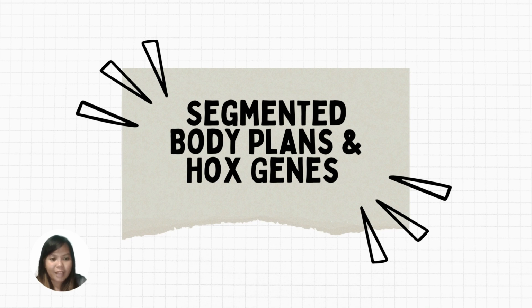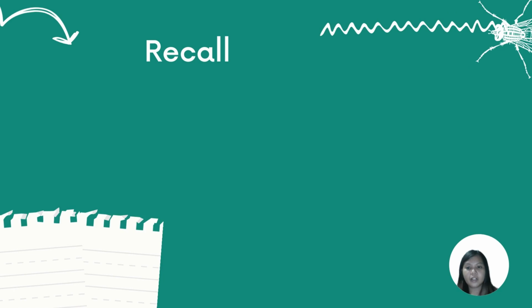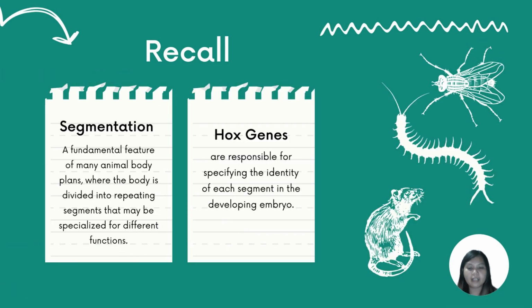Next, we're going to discuss segmented body plans and Hox genes. First, let's have a recall. Segmentation is a fundamental feature of many animal body plans, where the body is divided into repeating segments that may be specialized for different functions.